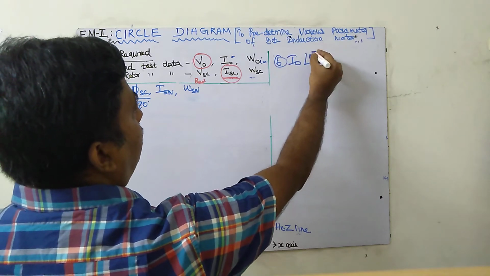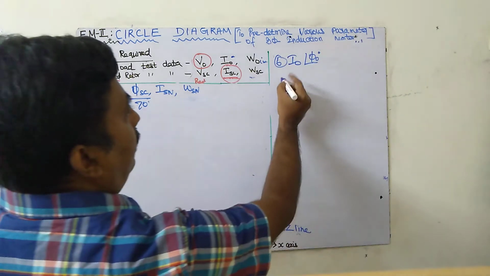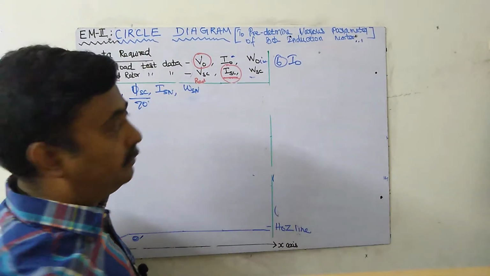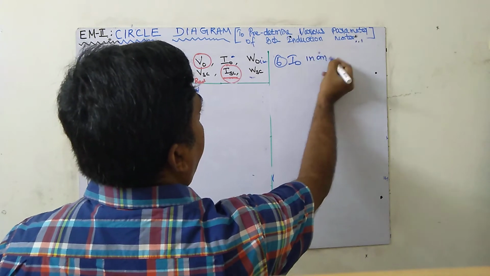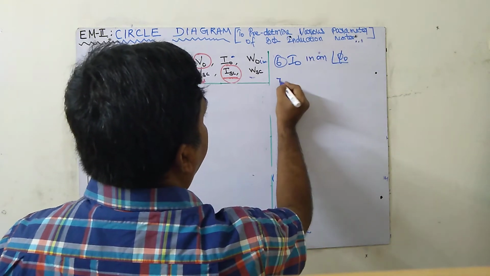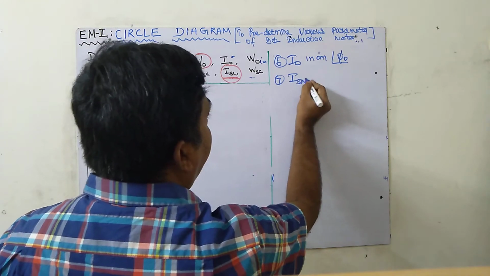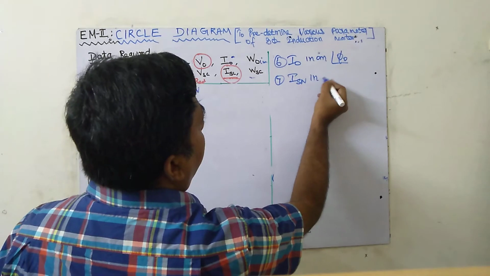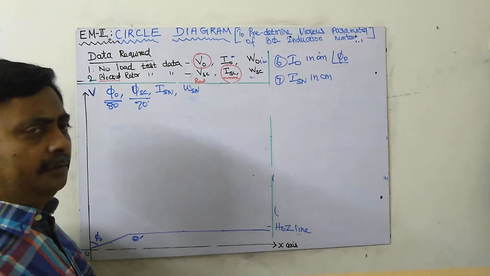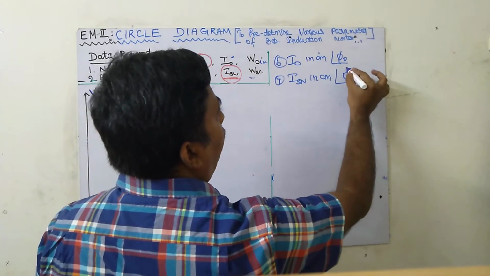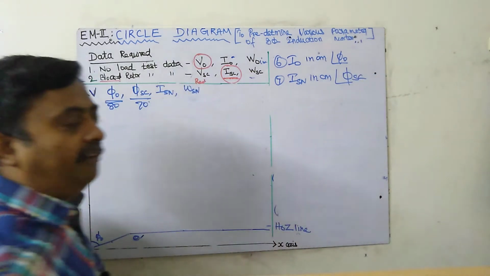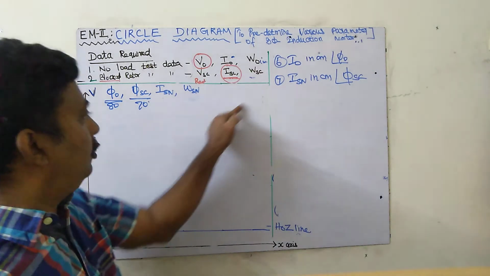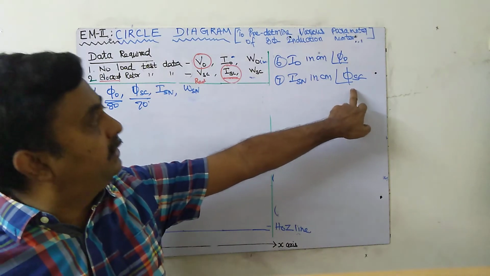What is the angle? The angle is phi naught. I naught is in centimeters. Next, the 7th step is ISN, not ISE, not ISC, ISN. We have calculated ISN in centimeters. This will be almost 20 centimeters, at an angle of phi SC, because phi SC and phi SN will both be in the same phase.